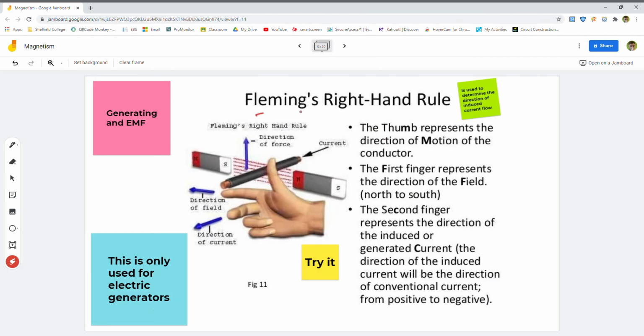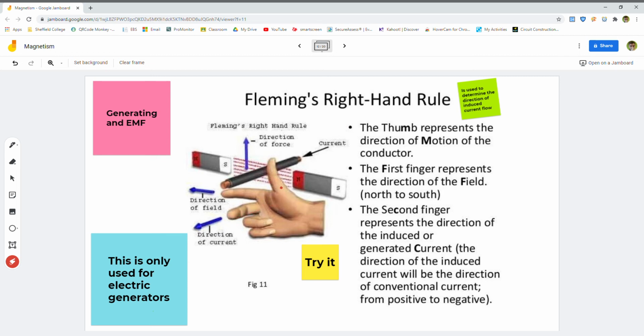Here we have Fleming's right-hand rule, and this is only used for electric generators. The thumb represents the motion of the conductor, so which way it's going, is it going up or is it going down? The first finger, which is this one, represents the direction of the field, which is always north to south. And the second finger represents the direction of the induced current. So we use Fleming's right-hand rule to determine which direction current flow is being induced.